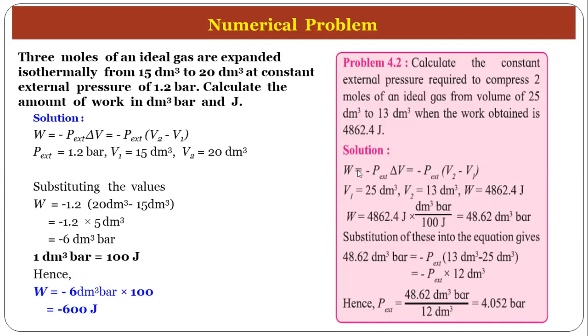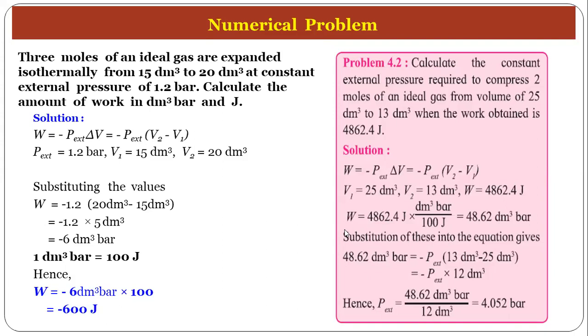W is given. The same formula we are using: W is equal to minus P external into delta V, or minus P external into V2 minus V1. So just we are going to put these values of W here, substituting these values. Just we have to do this conversion.